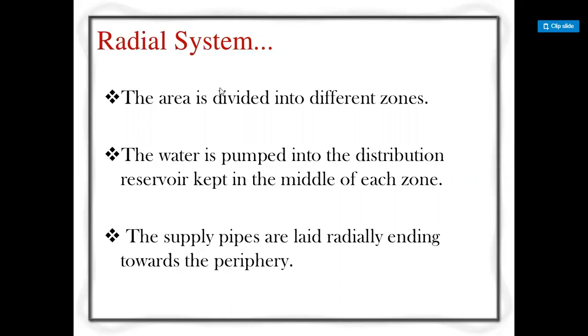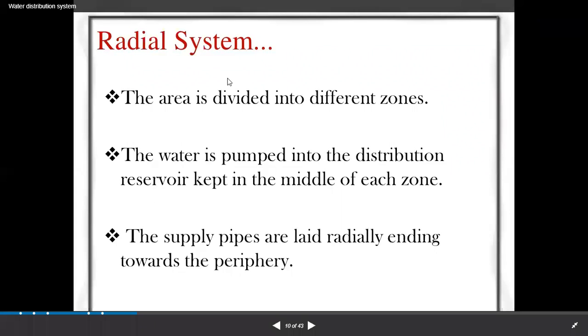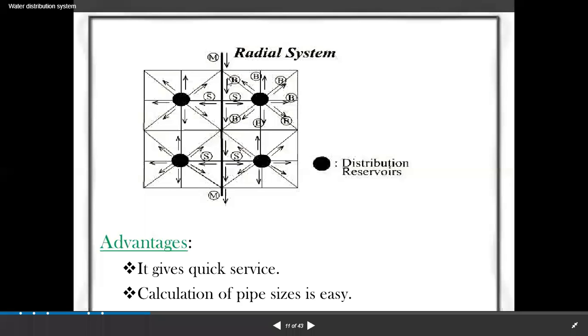Now see again, the area is divided into different zones, then water is pumped into the distribution reservoir kept in the middle of each zone, then the supply pipes are laid radially ending towards the periphery. Hope you all get this radial system. See the diagram of the radial system.